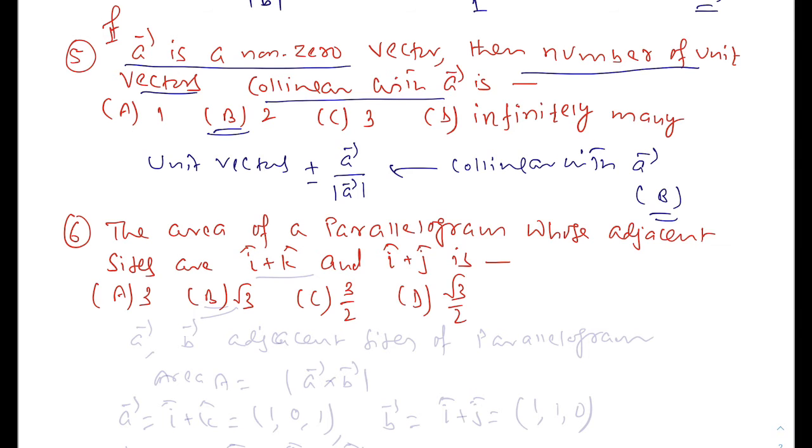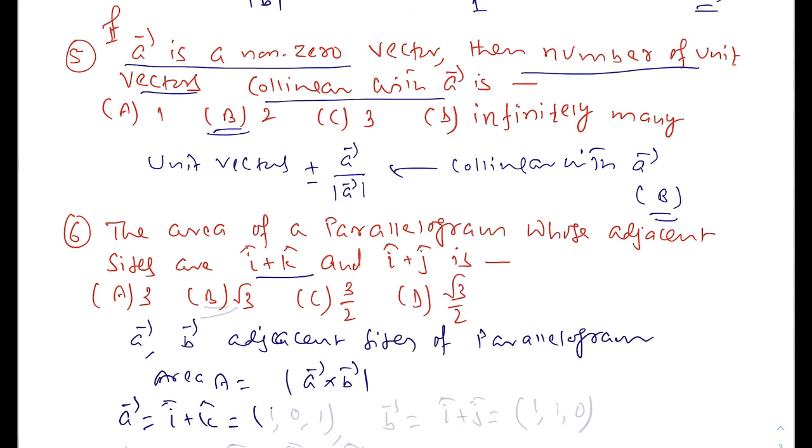Now again, the formula for area if we have adjacent sides. Suppose A and B are adjacent sides of a parallelogram, then its area is equal to the magnitude of A cross B. That is the formula. So now, here say vector A is I plus K, so it is 1, 0, 1. And vector B is I plus J, and this is 1, 1, 0.